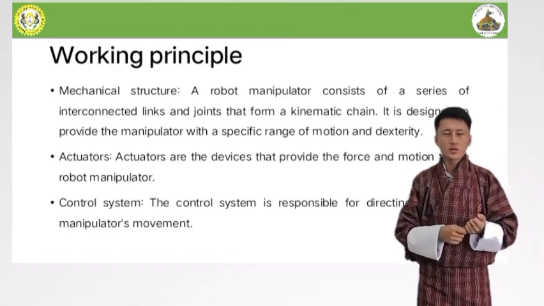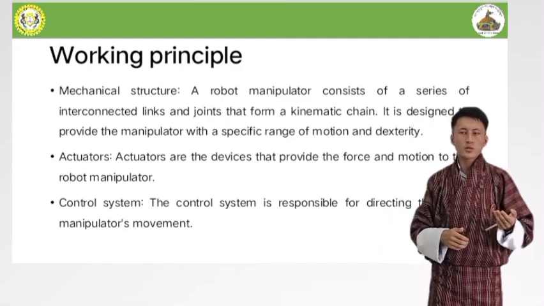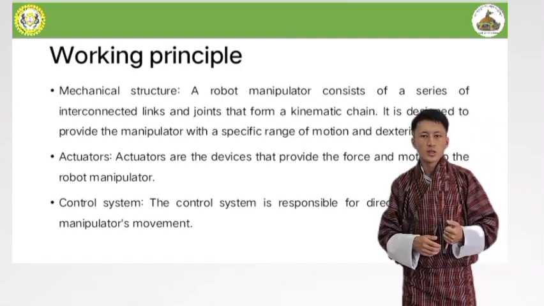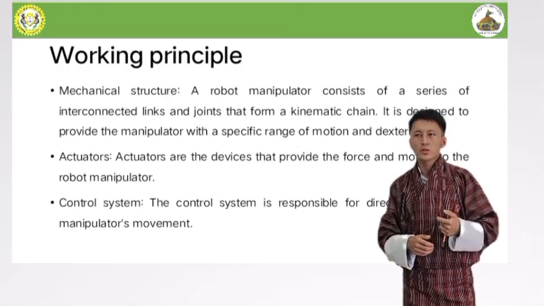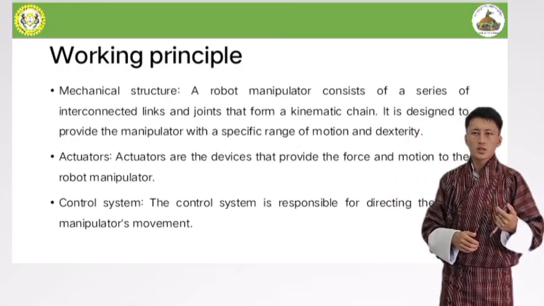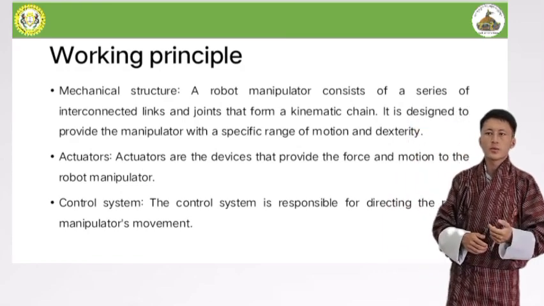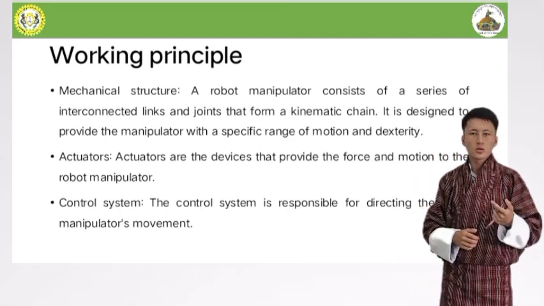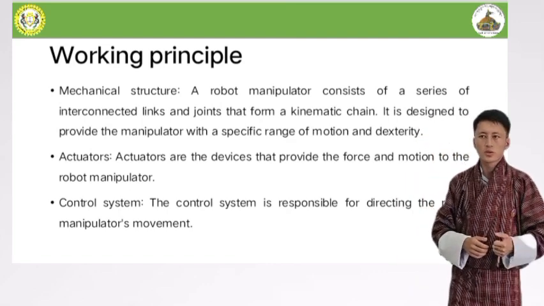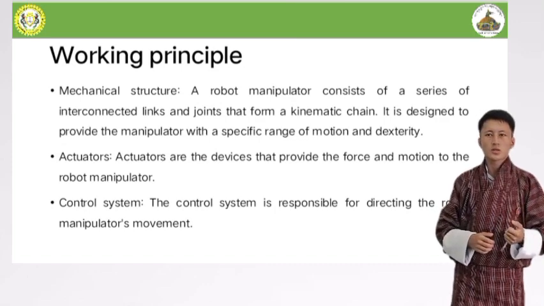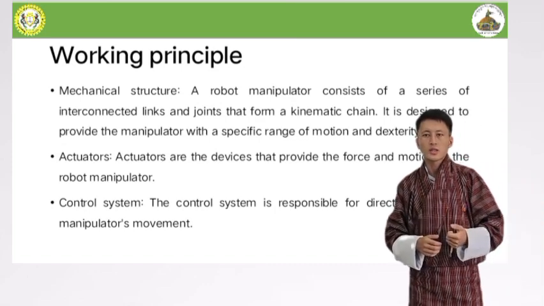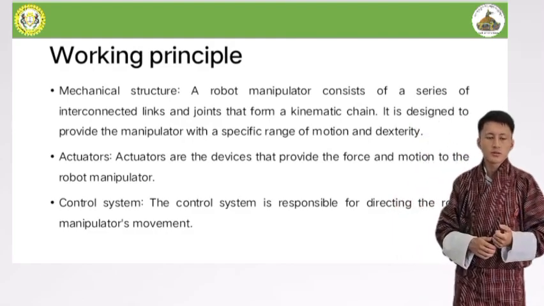And we have the control system. The control system is responsible for directing the robot manipulator's movement. It receives input from the user or a high level control system and translates it into commands for the actuators. The control system can be open loop, closed loop, or a combination of both. In a closed loop system, the control system uses feedback from sensors to adjust the actuators and ensure accurate movement.